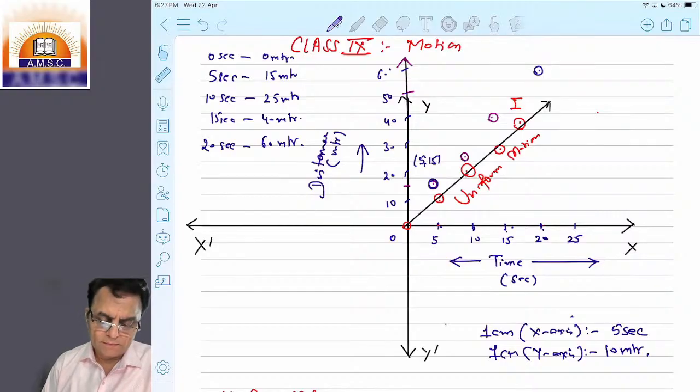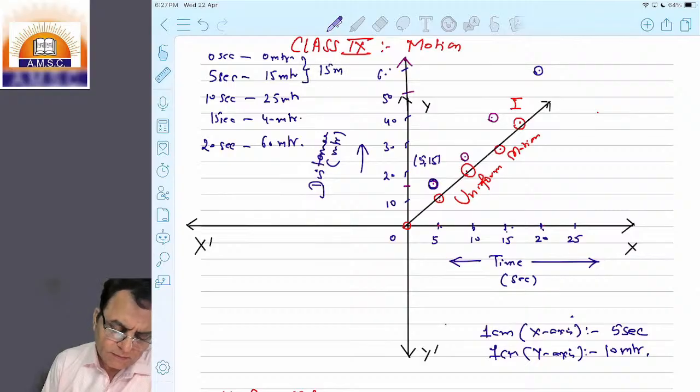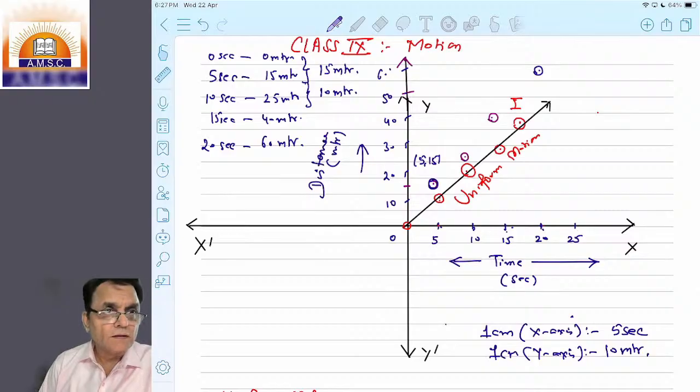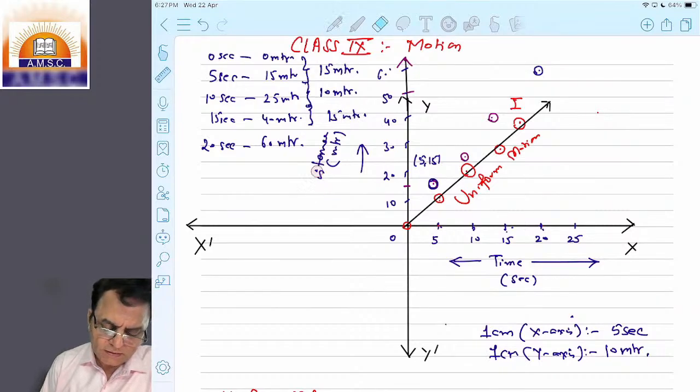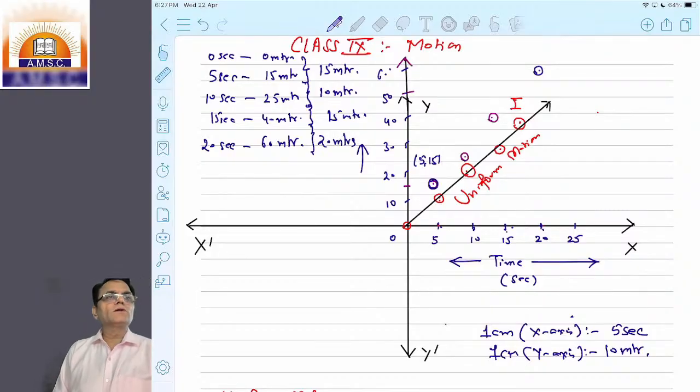Tell me, clear? So in the first 5 seconds, the distance covered was what? 15 meters. In the next 5 seconds, the distance covered was what? 15 meters or not? And in the last 5 seconds, the distance covered comes out to be 20 meters or not?